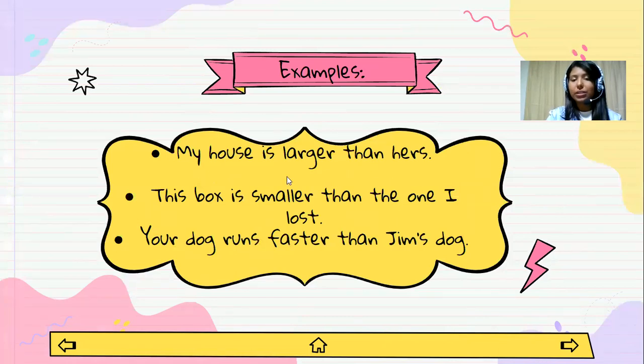For example, my house is larger than hers. This box is smaller than the one I lost. Your dog runs faster than Jean's dog, okay? As you can see, those examples follow that rule. My house could be the first object. Then we have the verb, that is the verb to be, is. Then larger, that is the comparative adjective. Then than, and then hers, that is the second object or the second noun.